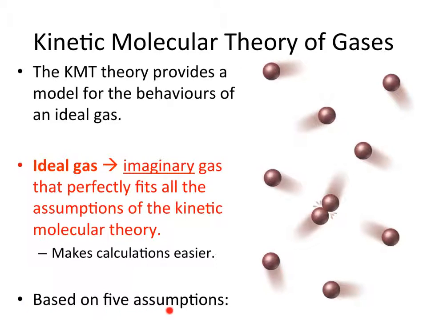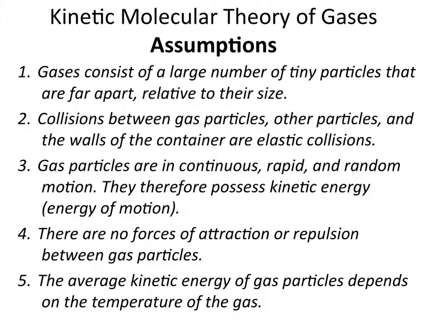This kinetic molecular theory is based on 5 assumptions. Number 1: gases consist of a large number of tiny particles that are very, very far apart relative to their size. If we had a gas particle the size of this dot here, then the next one would be maybe over here. That's a pretty big distance relative to its size. We could probably fit a number of little gas particles in between, so the space between them is relatively big.